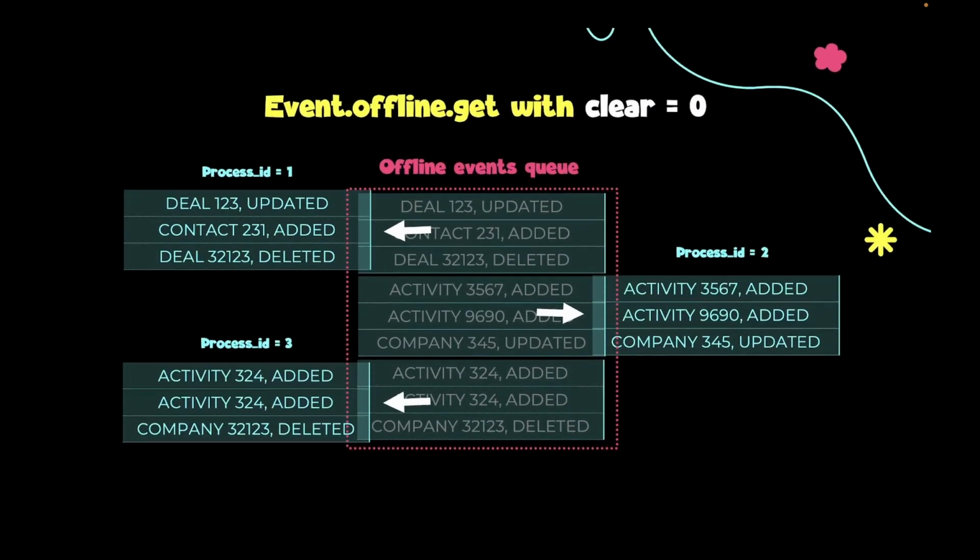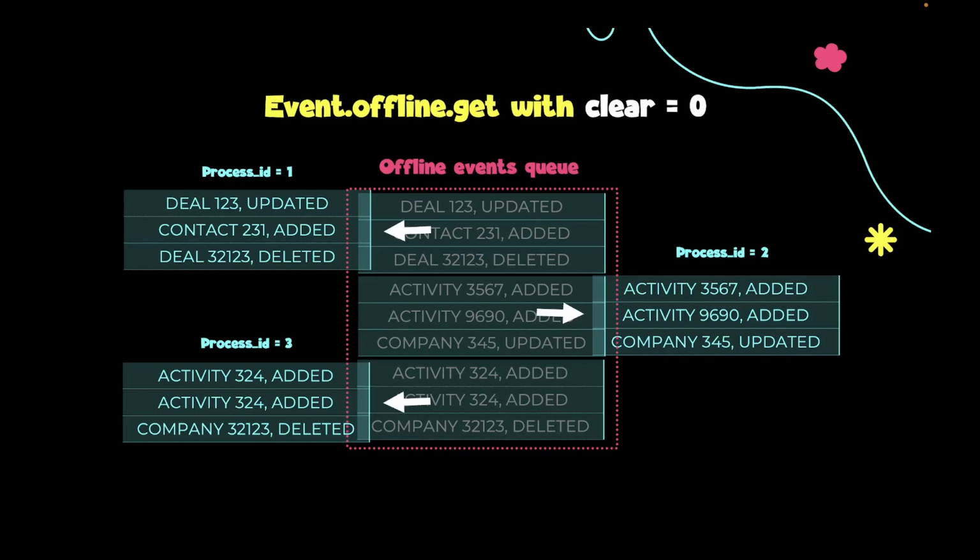However, the approach with automatic clearing of the event queue has a significant drawback. There may be situations where your application made a request to event.offline.get, but for some reason, due to memory overflow, network issues, etc., it did not process these events. However, on the Bitrix24 side, information about these events has already been deleted and cannot be restored.